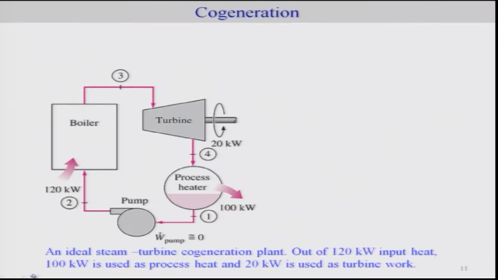Let's say you have a steam turbine plant and we are trying to combine this idea; this is an example of a steam turbine cogeneration plant. Out of 120 kilowatts used to provide heat to the boiler, some part, of course using the turbine, is produced as work, that is 20 kilowatts, and the rest is used as process heat of 100 kilowatts. This is like a condenser. Otherwise, if you don't use it, it will be wasted. So now we are trying to use this 100 kilowatts and send it to the other process plant.